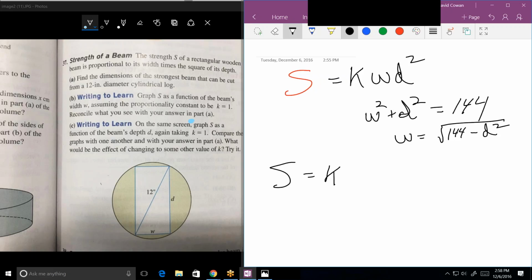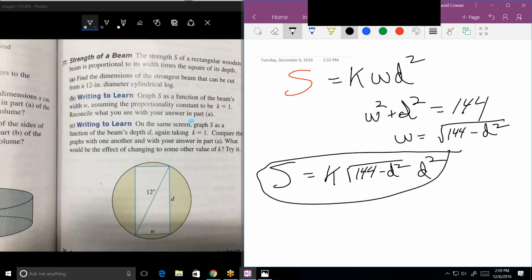And in place of W, I'm going to put this: square root of 144 minus D squared times D squared. There's our new strength formula, and it is a function of D. So now by working with this formula, I'm going to be able to solve for D. What D will give us the strongest log that we can cut from this circular log? That's what we're going to determine.